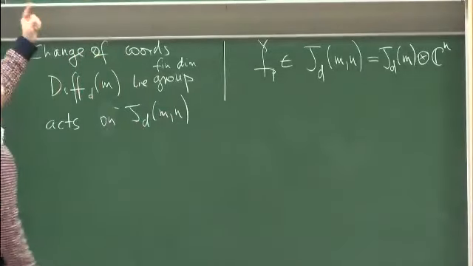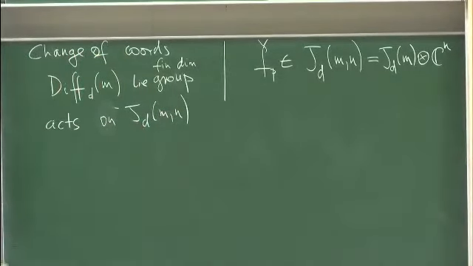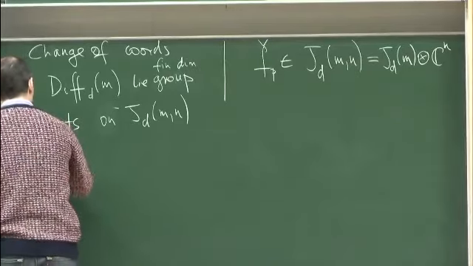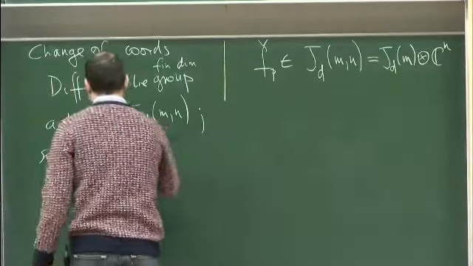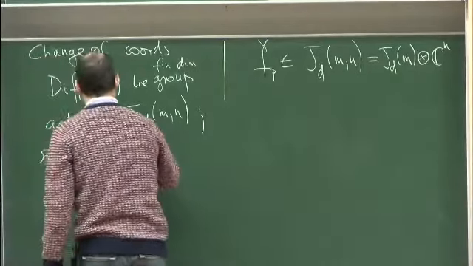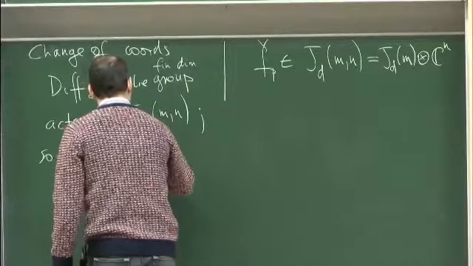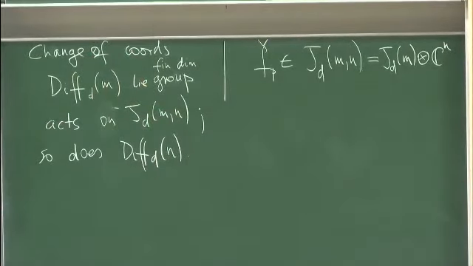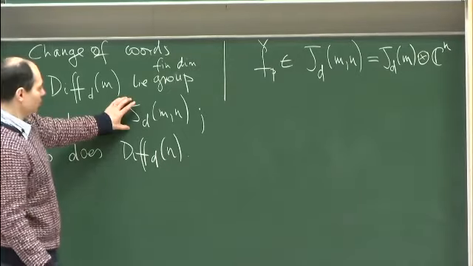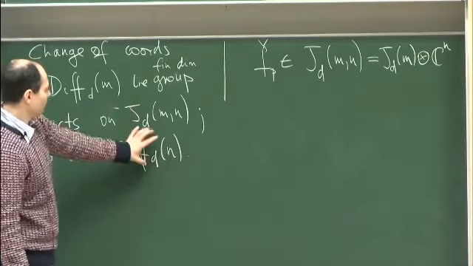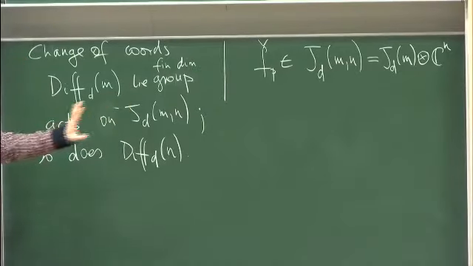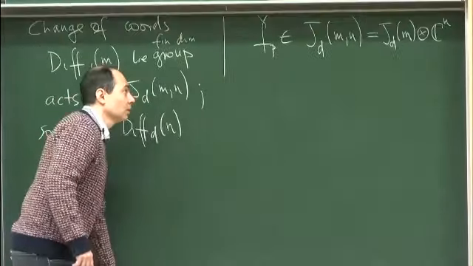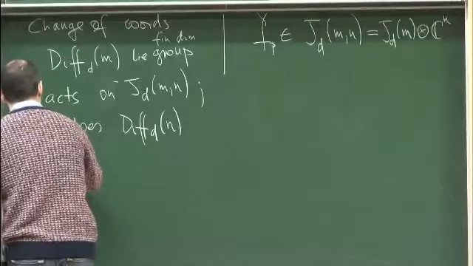By changing the variables in the source, and so does diff n. So there's two commuting groups acting on this finite dimensional vector space, and there's a finite dimensional Lie group acting on it, and basically singularities are just the orbits of this action.